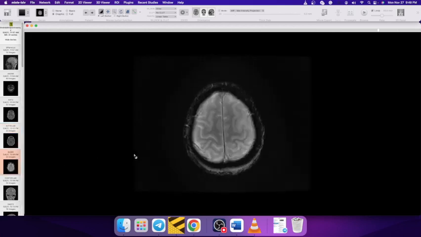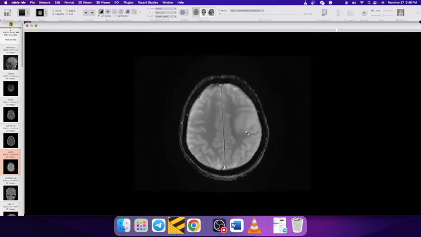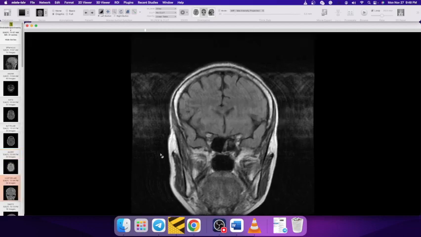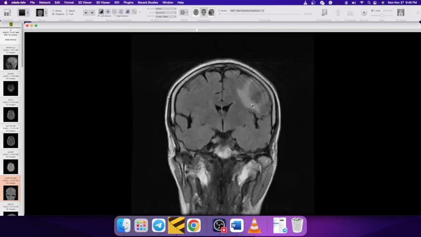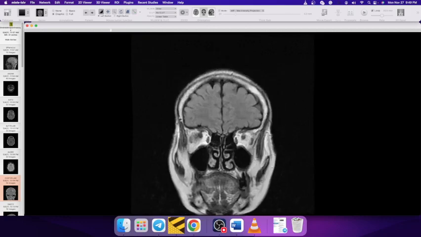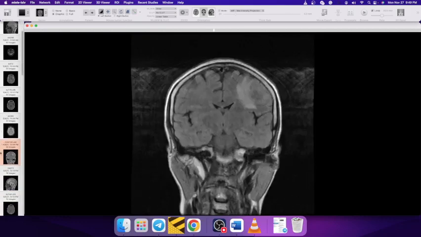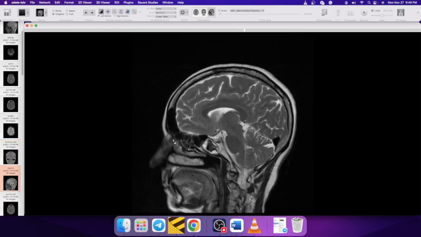And then we go to the GRE, which shows no areas of blooming, which means there is no hemorrhage or calcification in this lesion. And then we go to coronal T2 weighted images, which demonstrates the lesion again with perilesional edema and mass effect on adjacent sulci and gyri. And then we go to the next set of images, which is the sagittal images. And the sagittal are T2 weighted images.